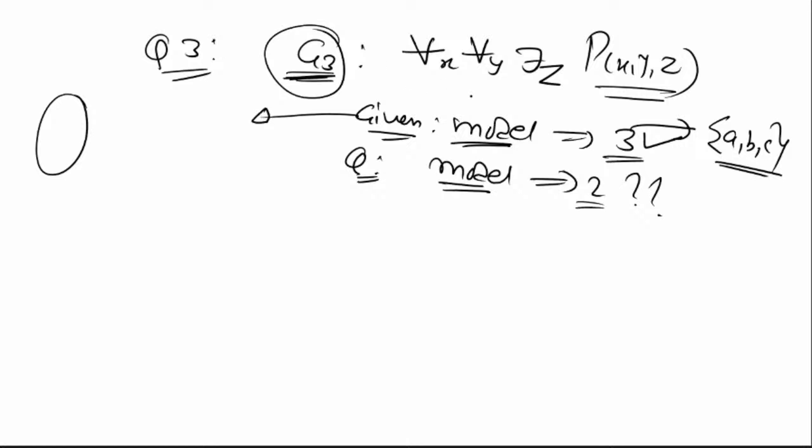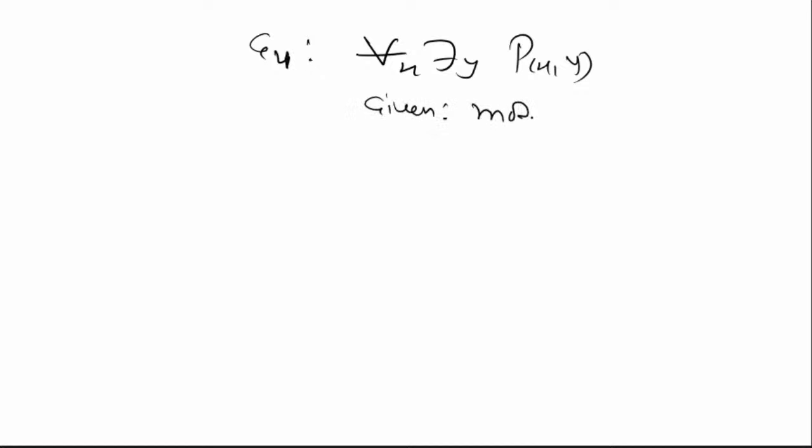Let's take only 2 quantifiers, and then we will come back to this question. For understanding purposes, let me take this question first. For all x, there exists y, pxy. Consider this question. For this question, let's assume the given information is that there exists a model of size 2. This is the given information. And our question is, can we guarantee a model of size 1? Can we guarantee that? Let's see.